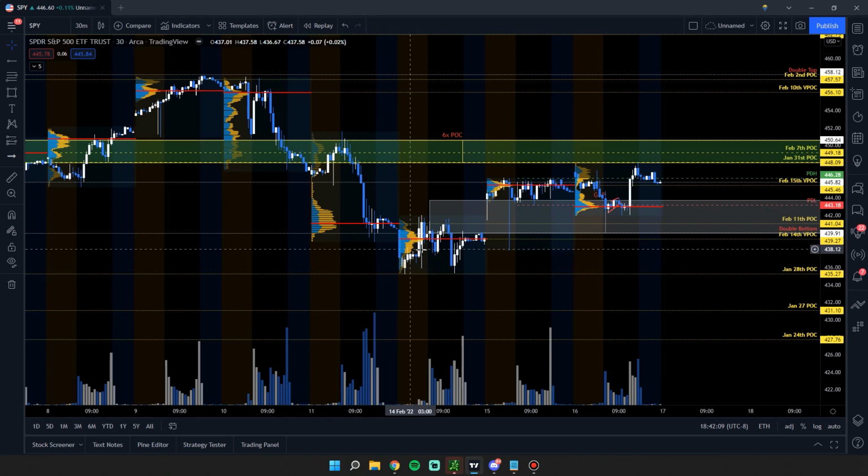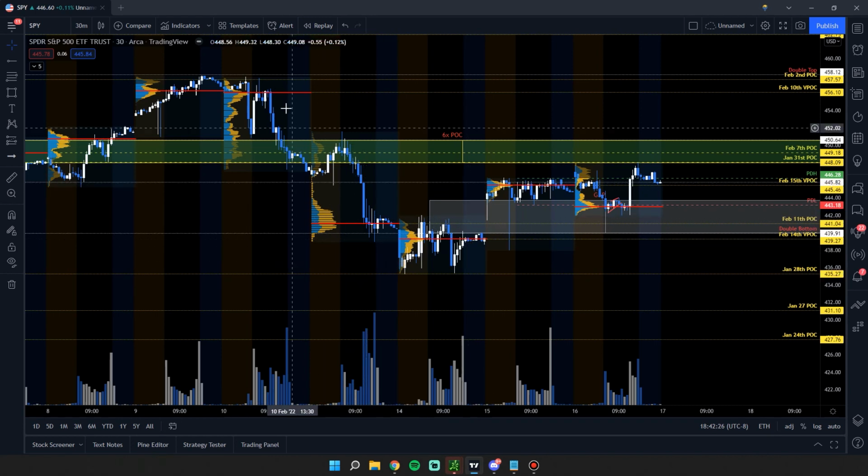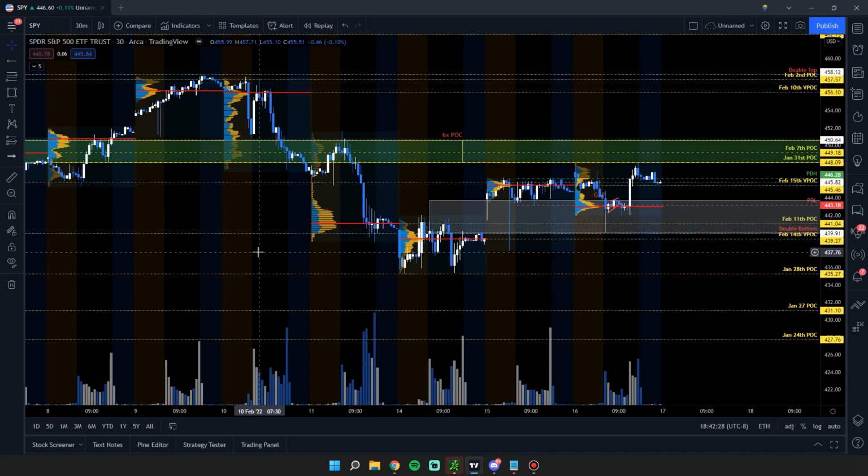So first thing is, what is a POC? A POC is the point of control. These red lines that are showing up on my chart are all POCs for each day. This is one day here, one day here, one day here, another day here. The point of control is the area on the chart where the most trading took place on any given day. As the day is happening, that point will move throughout the day.